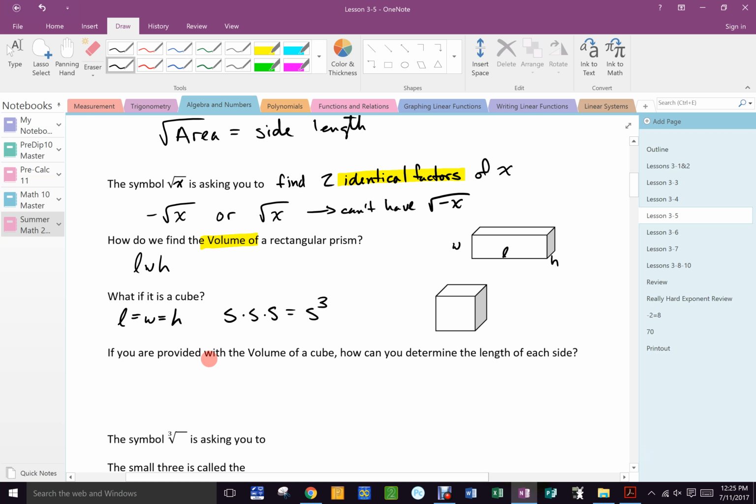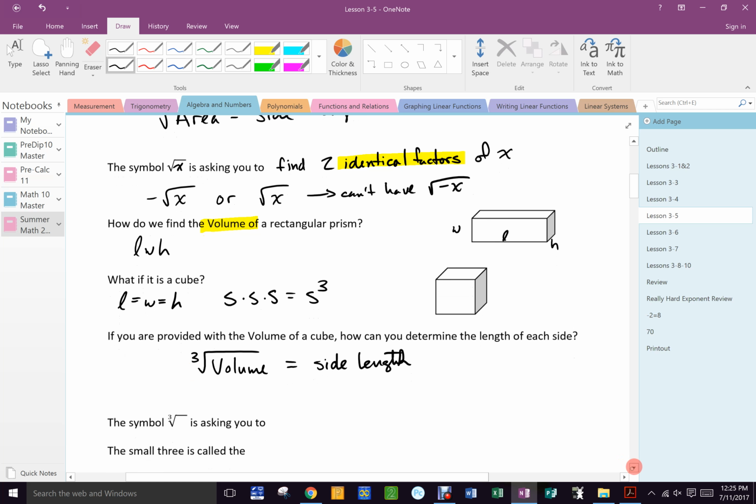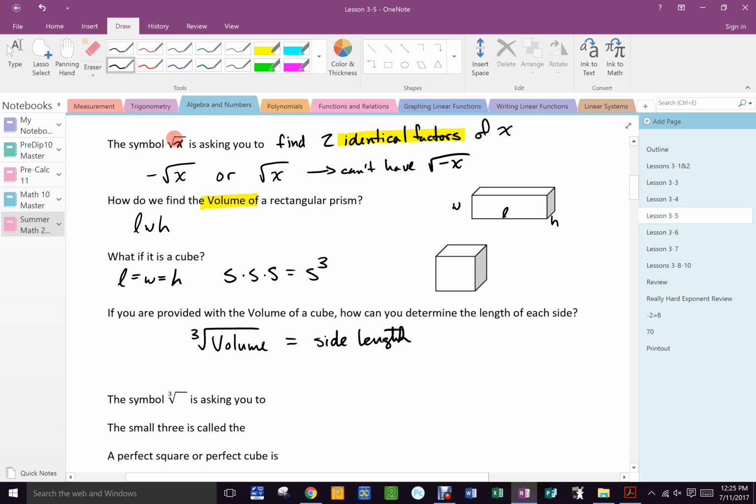So if area square root finds me the side length, what do I do with volume? What do I got to do to volume to get the side length? Cube root. So it's still a root, but now I want a cube. So if this symbol is asking for two factors, what is this symbol asking for? Three factors.